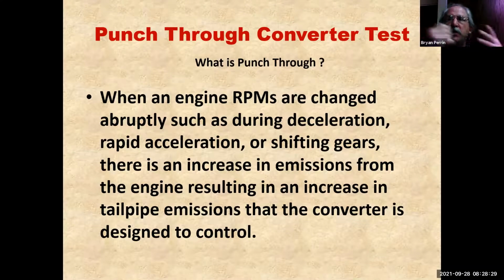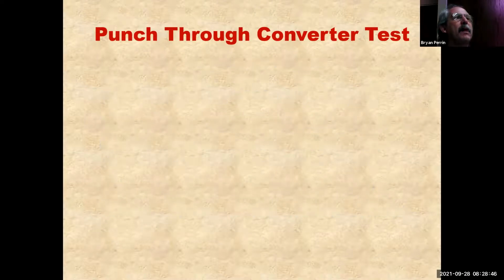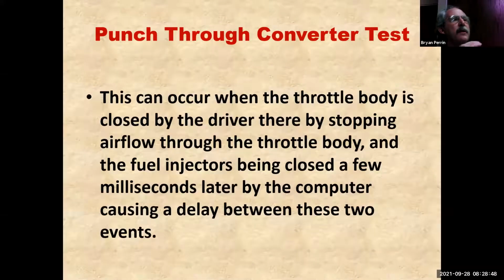So if I have excessive punch through, then the converter has to be bad. So the question is, how can I make punch through? By understanding how the converter works and understanding how my fuel control system works. This can occur when the throttle body is closed by the driver, stopping airflow through the throttle body, and the fuel injector is being closed a few milliseconds later by the computer, causing a delay between the two events.